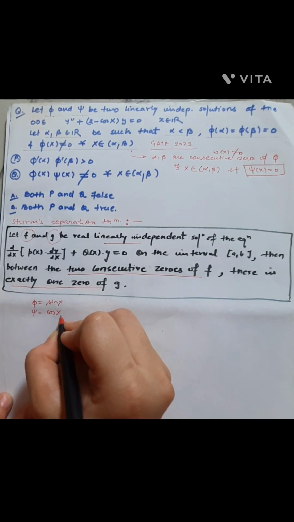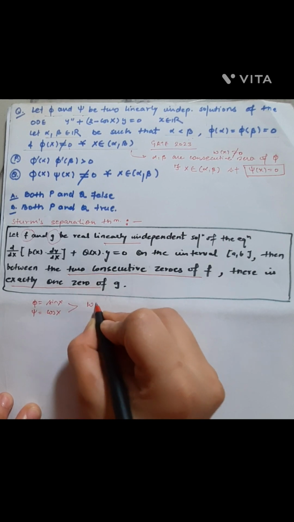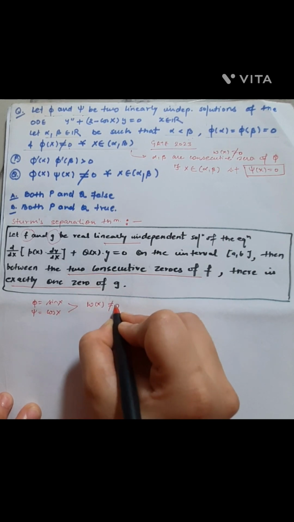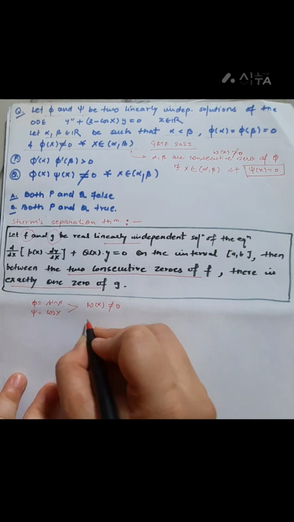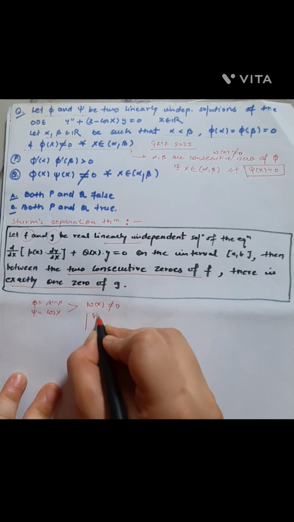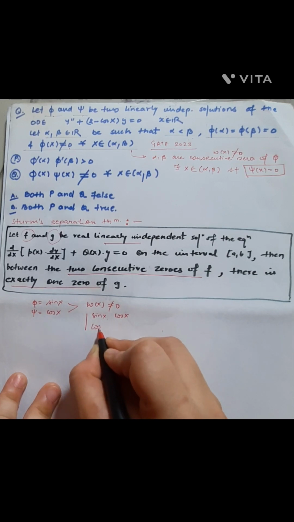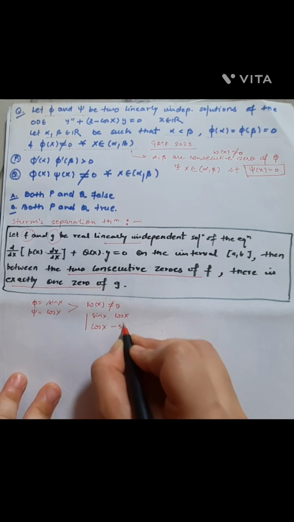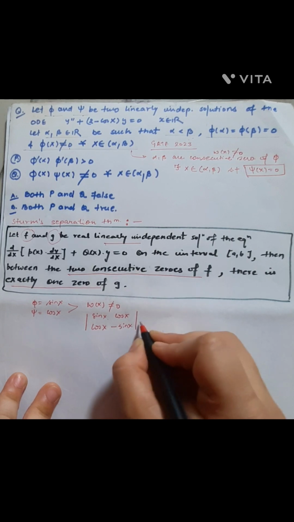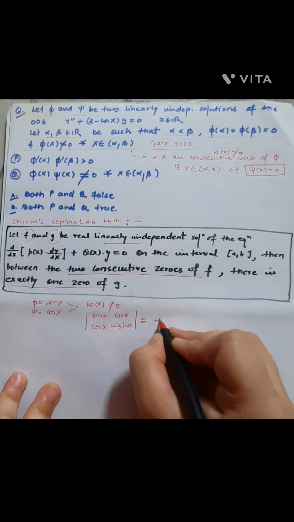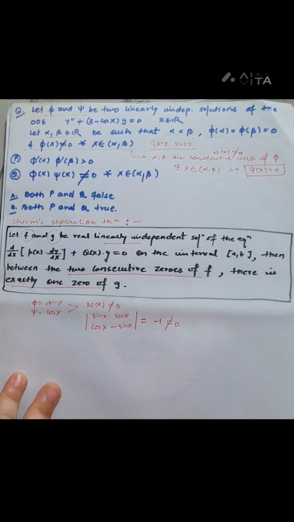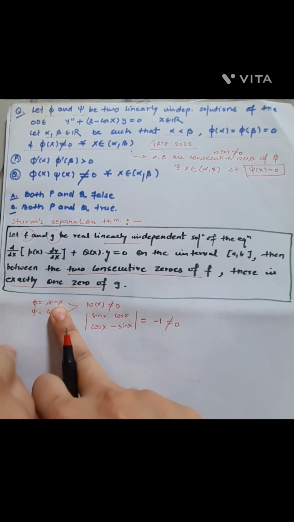And both are linearly independent because the Wronskian of these two is non-zero, right? What is the Wronskian? Put sin x and cos x. The derivative of sin x is cos x, and the derivative of cos x is minus sin x. So the Wronskian is now minus 1, which is non-zero. It means both are linearly independent.